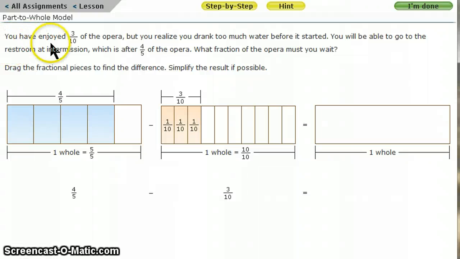So it says you have enjoyed 3/10 of the opera, but you realize you drank too much water before it started. You will be able to go to the restroom at intermission, which is after 4/5 of the opera. What fraction of the opera must you wait? So we know that after 4/5, there will be intermission, but 3/10 of it's already over. So we end up subtracting 3/10 from 4/5 in this particular case.